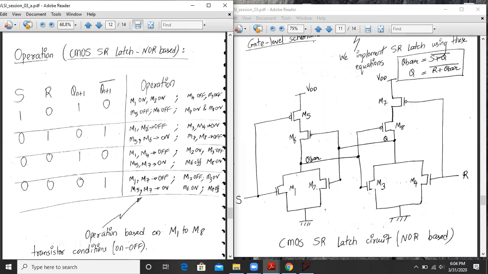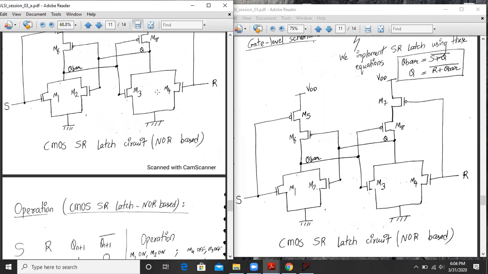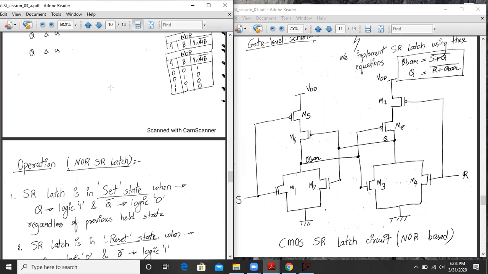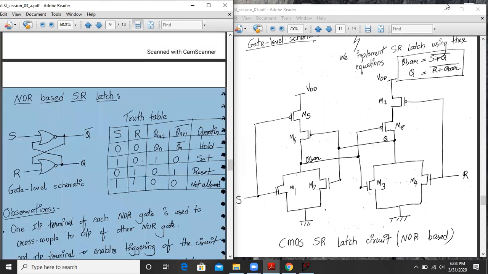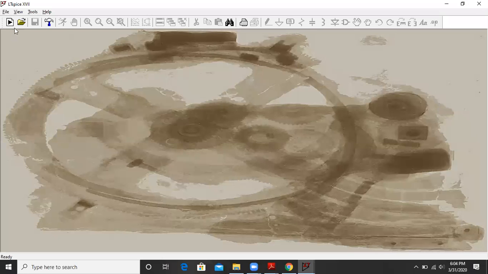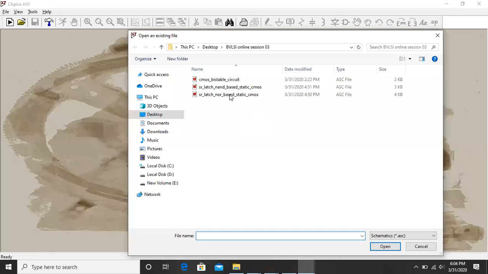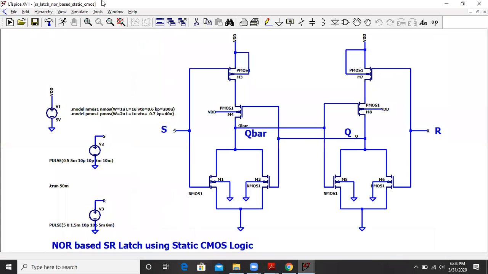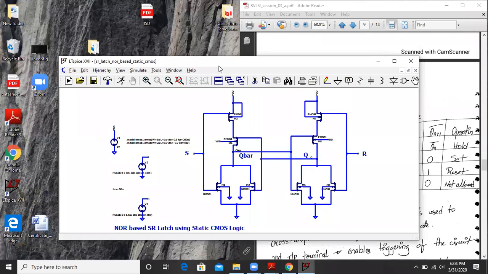Due to limitation of time, we have to move forward and check the LTspice simulation of the circuit. So let us go and check that. Okay, so here I open up my LTspice window and I run my SR NOR based latch. I'll just minimize this to show you.